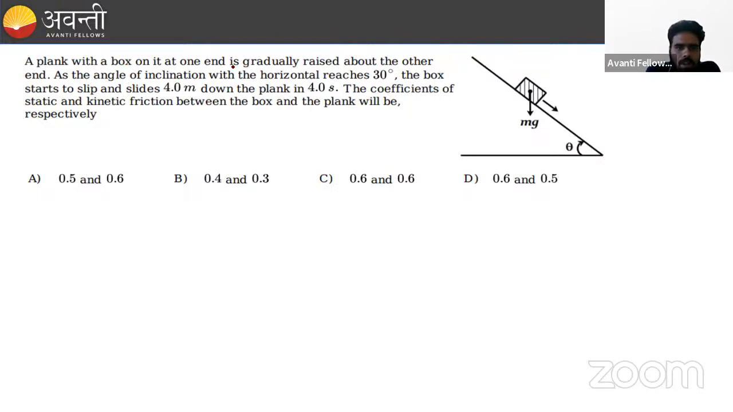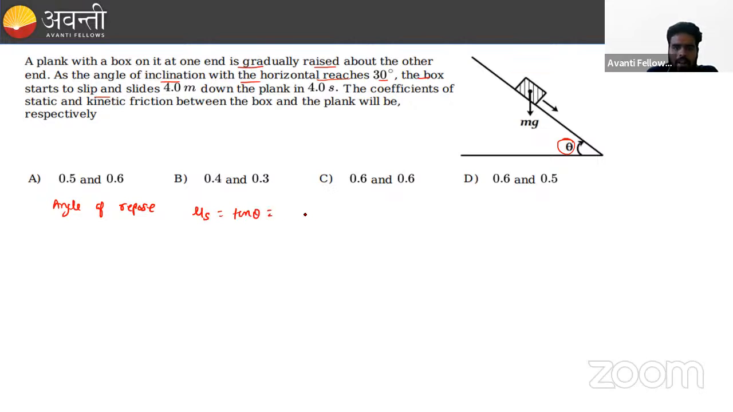A box on a plank that is gradually raised. If the angle of inclination of the plank with the horizontal reaches 30 degrees, the box starts to slip. It means this is the angle when the block just starts to slip. That is the maximum value of static friction, and this type of angle is known as the angle of repose. So we can say this value is nothing but the angle of repose.